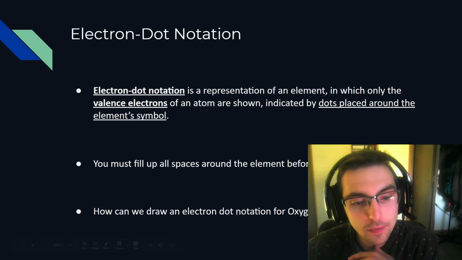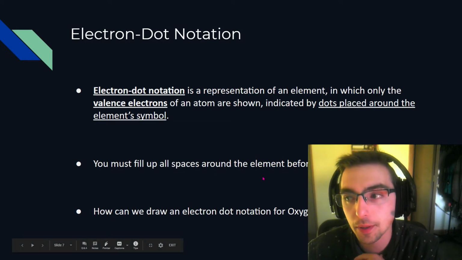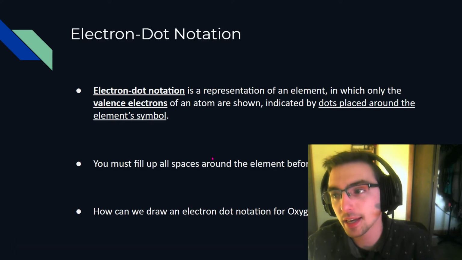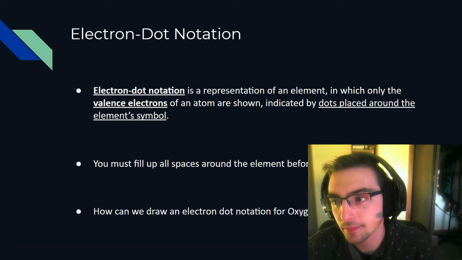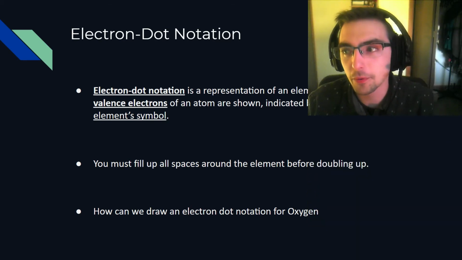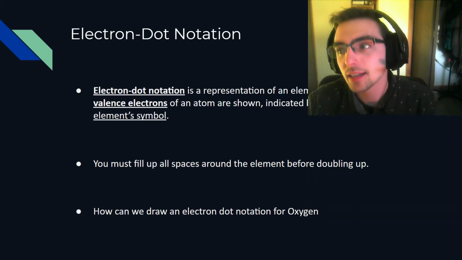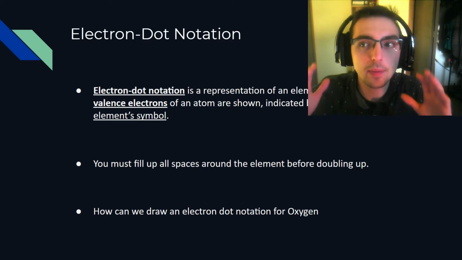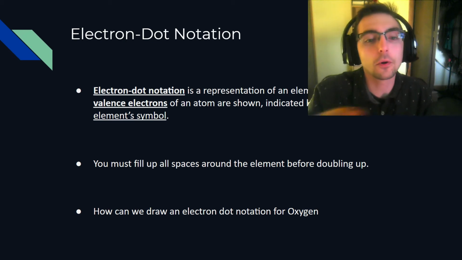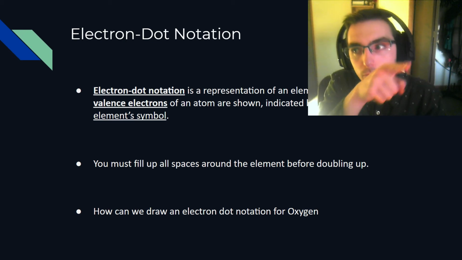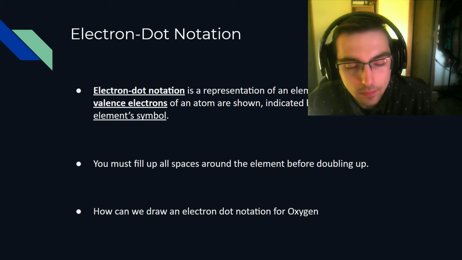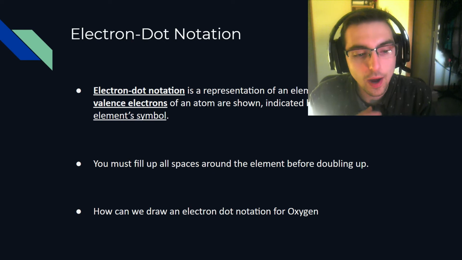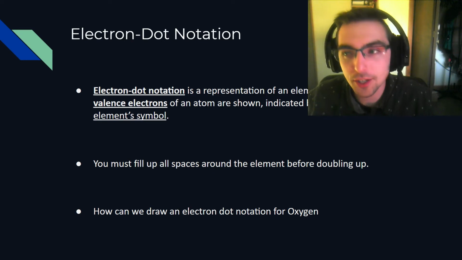Now you must fill up the space around the element before doubling up. This is like if you're on a bus. If you're on a bus, do you want to be sitting next to somebody when you could be in an open seat? Most times people would say no. They would rather sit alone. Same thing stands for the elements. When they have electrons, the electrons like being by themselves and being alone before doubling up. So we're going to work our way around the element before we start doubling up in those spaces. Now, how can we draw the electron dot notation for oxygen then?